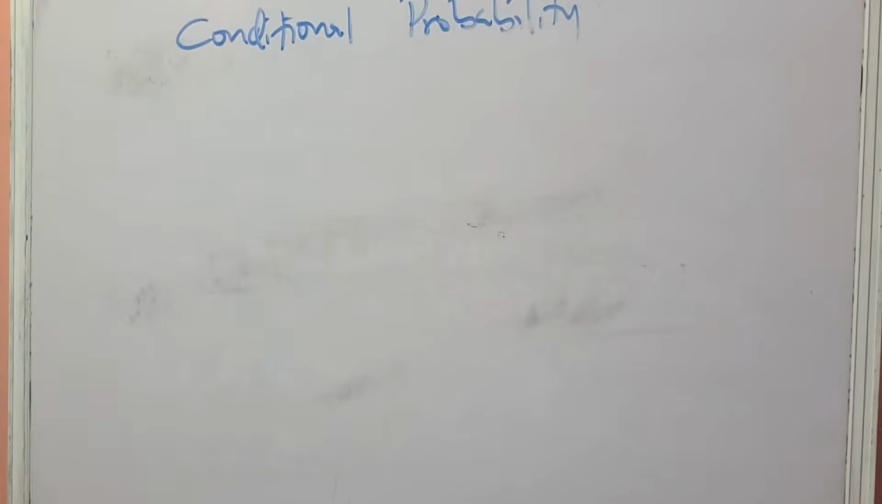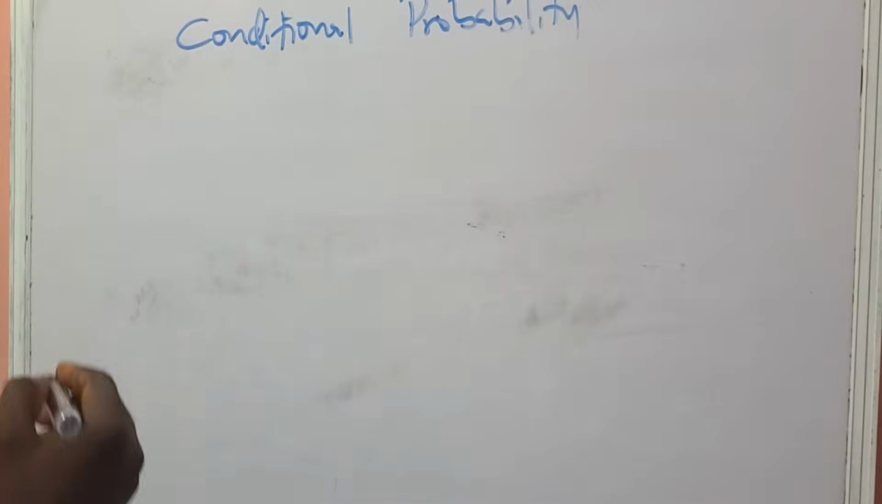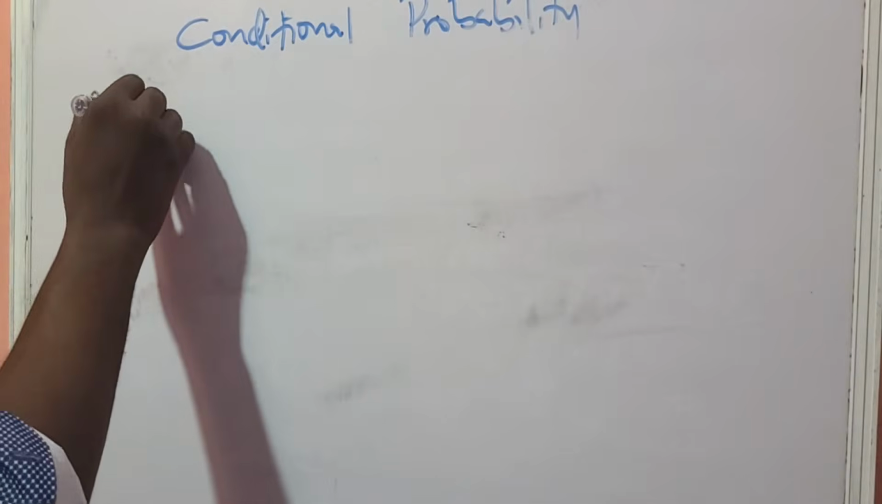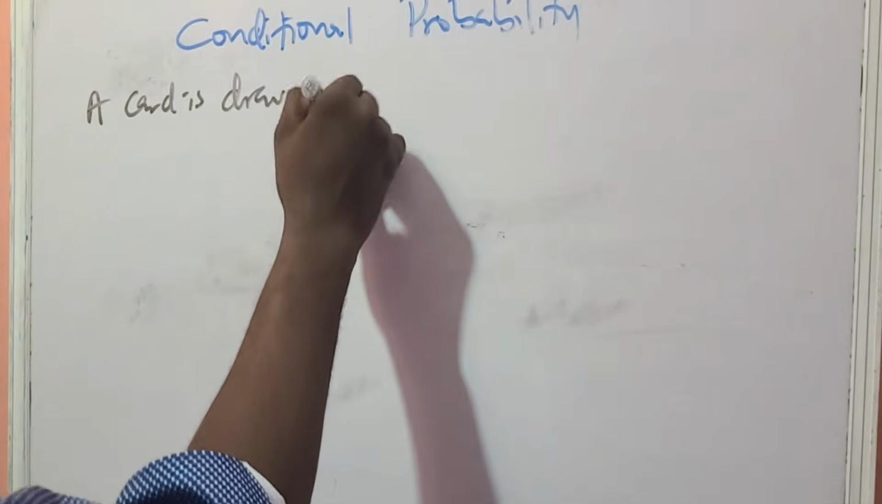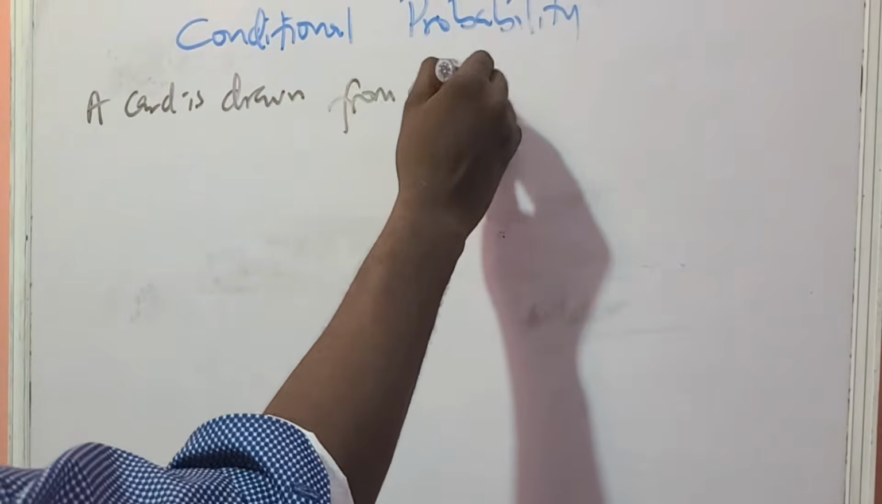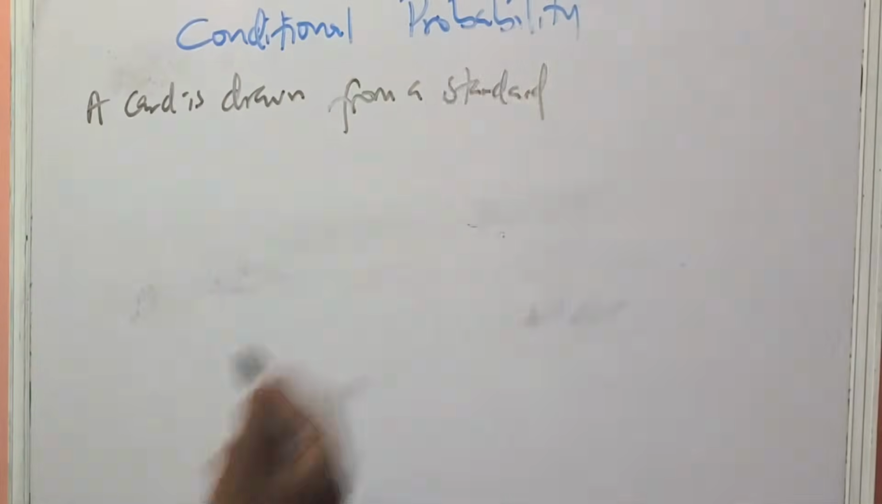So a card is drawn from a standard deck of 52 playing cards. Find the probability that the card is a queen, given that it is a red card. This is obviously conditional probability.